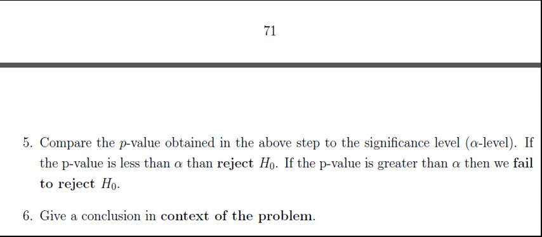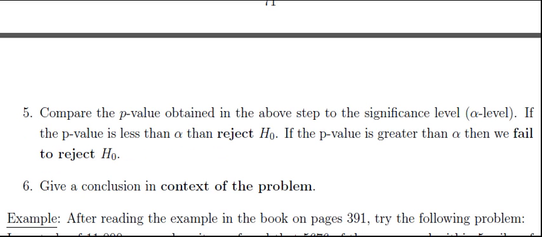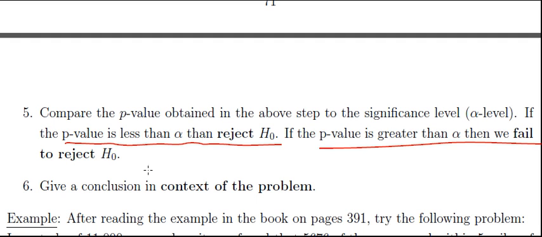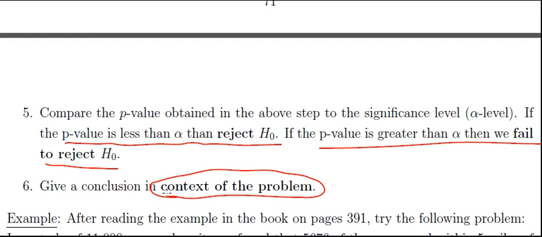Then you compare the p-value to the alpha level. If the p-value is less than the alpha level, then you reject the null. Okay, so this is really important. If the p-value is less than alpha, you reject the null. If the p-value is greater than alpha, then we fail to reject, or we do not reject. And then lastly, we give a conclusion, and the conclusion should always be in context of the problem.